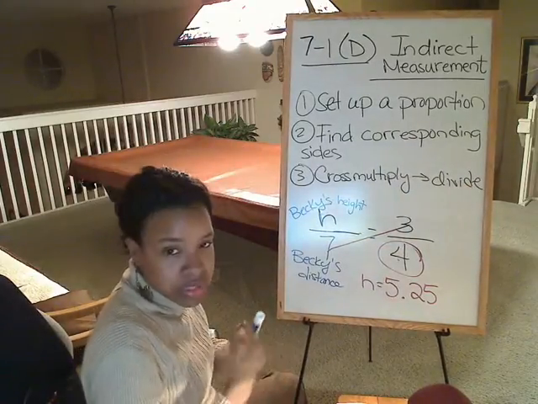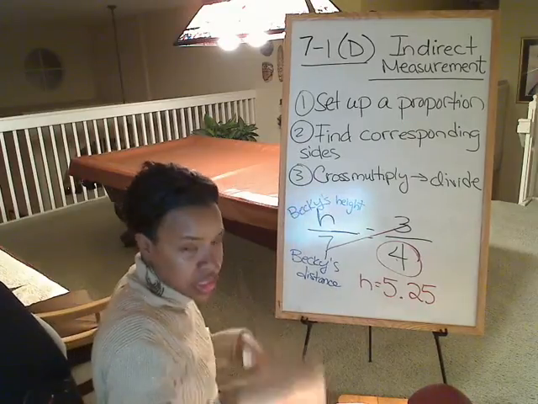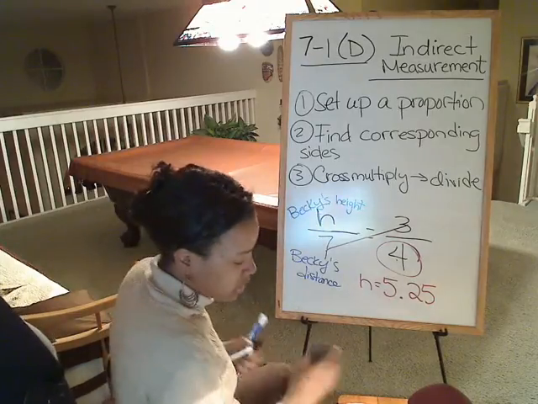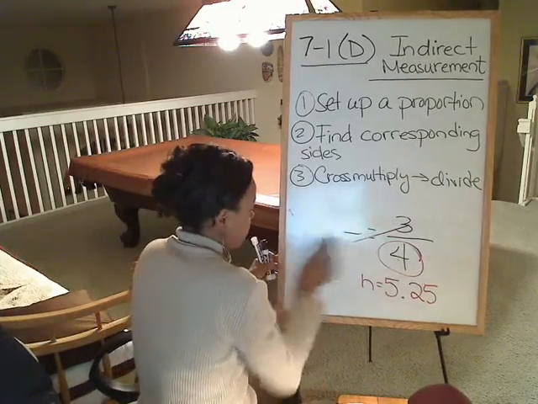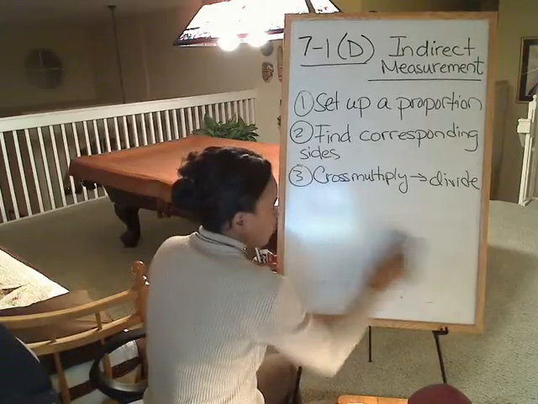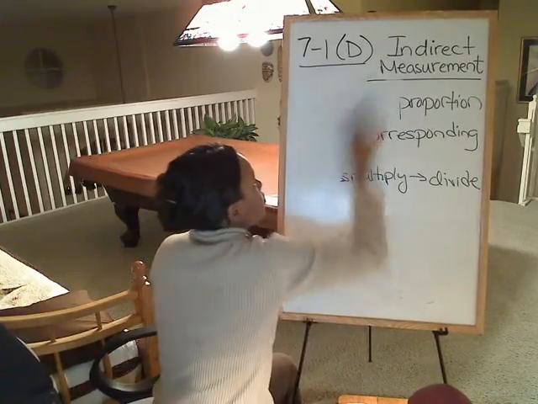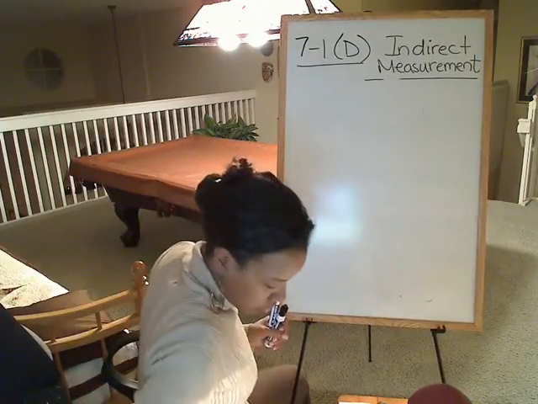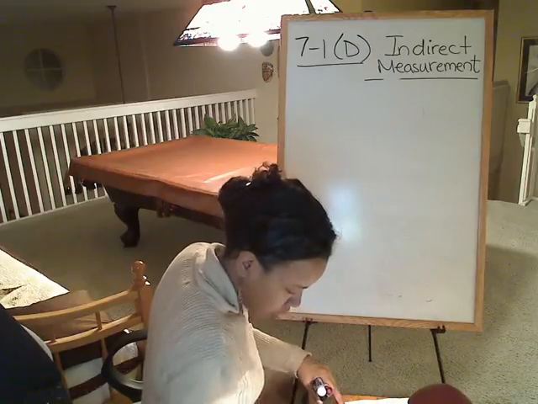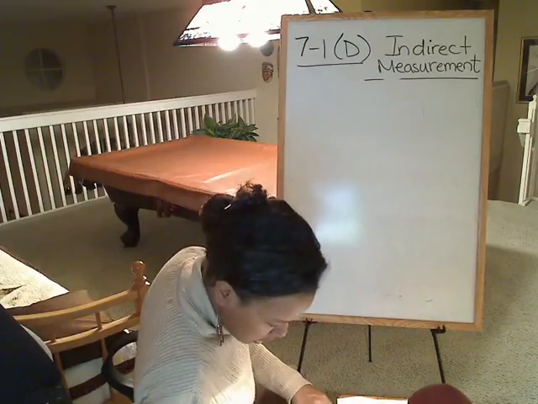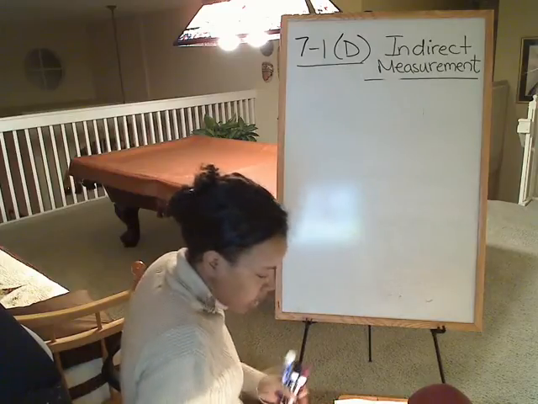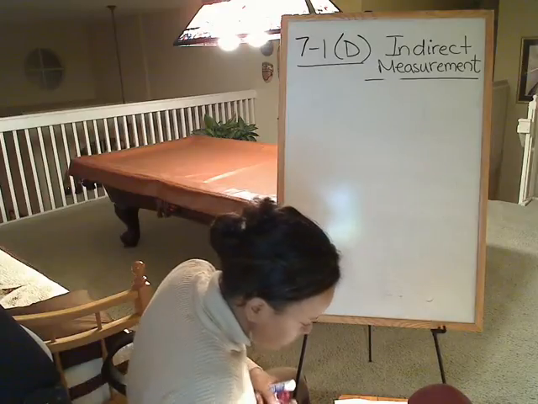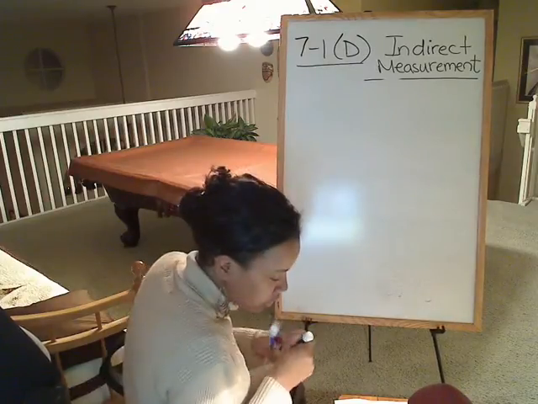So 3 simple steps. You set up the proportion, 2 fractions with the equal sign. You find the corresponding sides. You cross multiply and divide. Okay, so let's do number 2. Okay, number 2 says you have 2 triangles, and I like these type of problems for practice because it's like you have one triangle inside of another. So let me try to draw that.